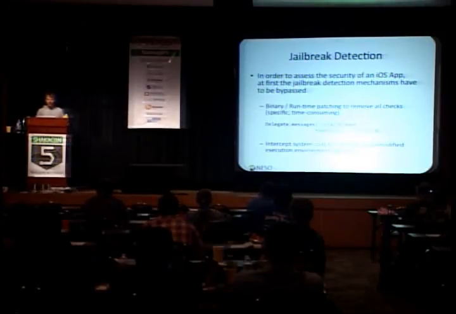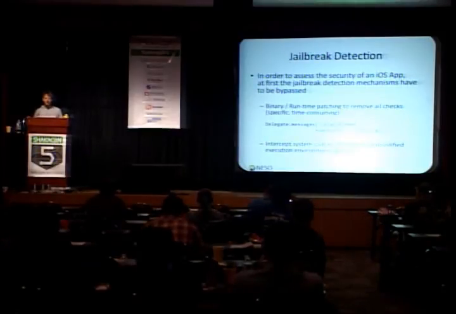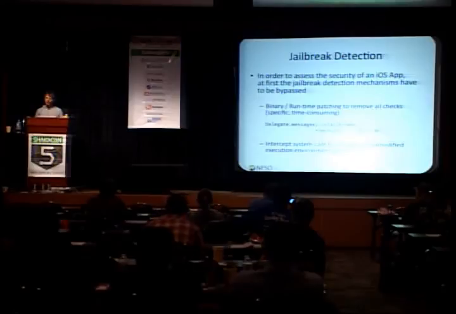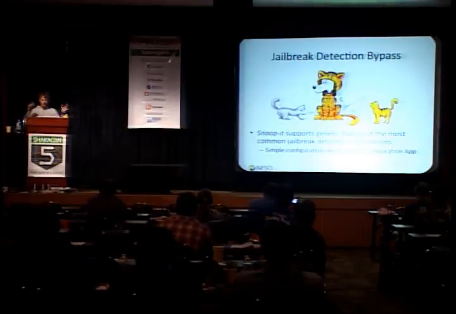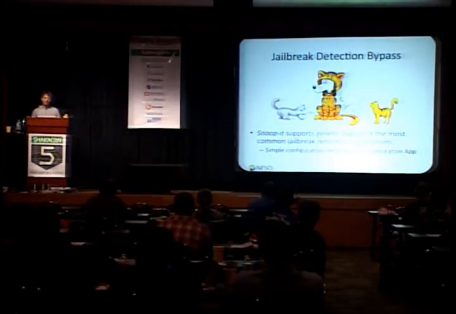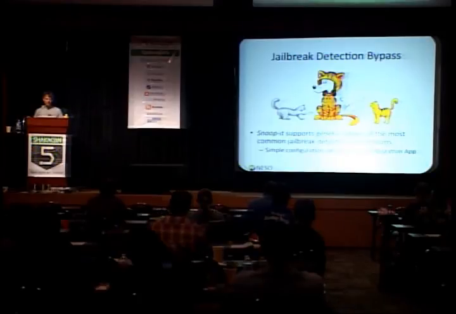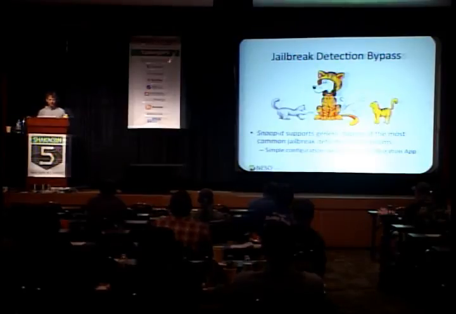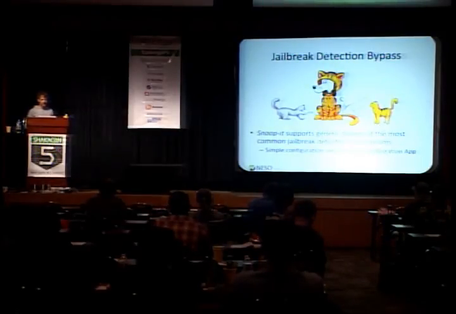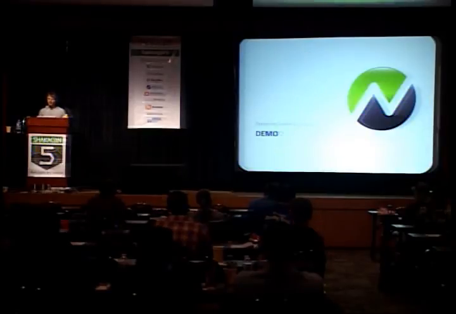A more generic way would be to intercept all system calls to the kernel and to simulate an unmodified execution environment. This would be a generic approach, and this is what we do in Snoopit. To hide Snoopit from its surroundings and to bypass most of the common jailbreak detection mechanisms available, we hook all major system calls and pretend an unmodified execution environment. And to activate that bypass, you just have to switch it on inside the Snoopit configuration app. I will show you that.